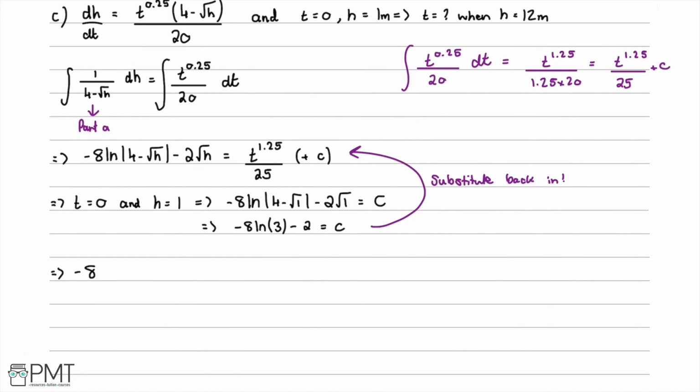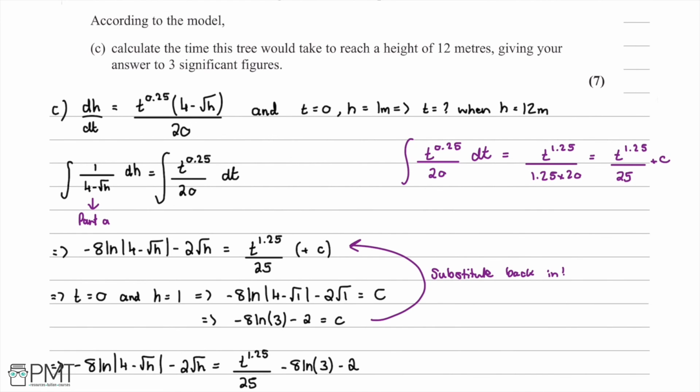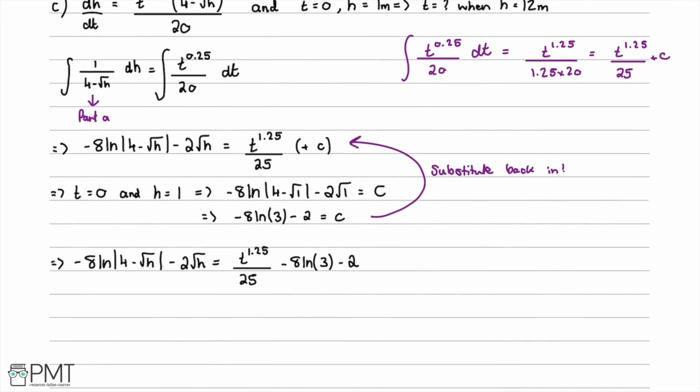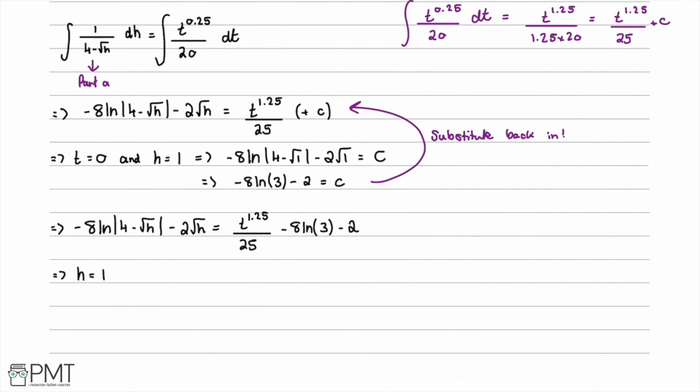So just writing that down, substitute back in. We're going to have negative 8 ln of 4 minus the square root of h, and we take away 2 root h, and this is going to be equal to t to the power of 1.25 divided by 25, and then we add c. We've just worked out what c is, so we substitute that in. So we have negative 8 ln 3 minus 2. We need to think back to the question, what are we trying to achieve? We're asked to calculate the time this tree would take to reach a height of 12 meters. So we know that when h is equal to 12 meters, what is the time?